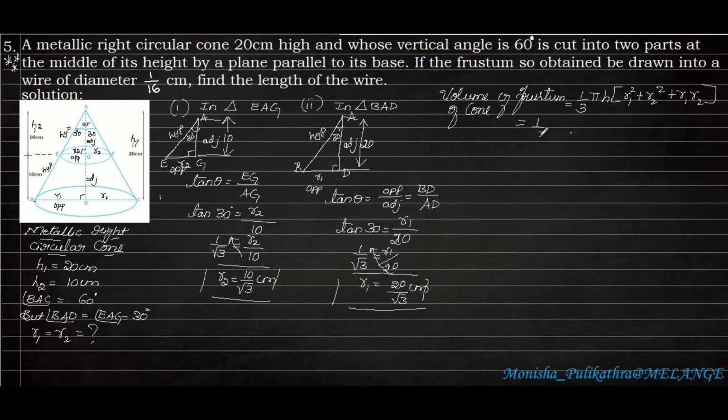So 1 by 3 into pi, which is 22 by 7, into h. H is only the half part we are taking into consideration. If the half part is taken, the height will be 10. If the entire part is taken, the height is 20. So with half taken, the height is 10, into R1 square. R1 is 20 by root 3 whole square, plus R2 square, 10 by root 3 whole square, plus R1 into R2, 20 by root 3 into 10 by root 3.